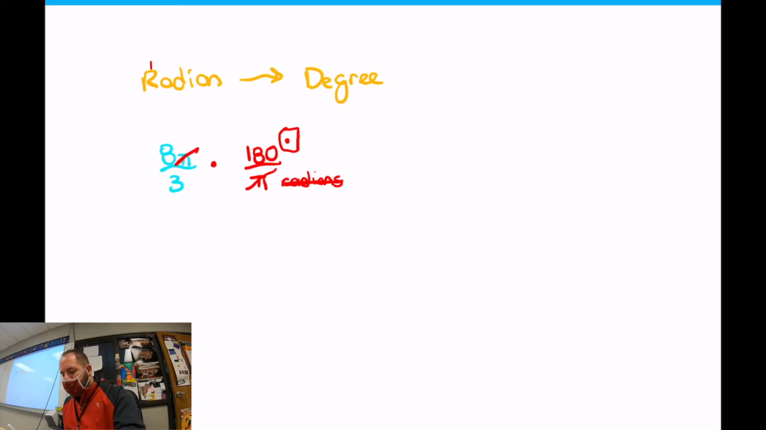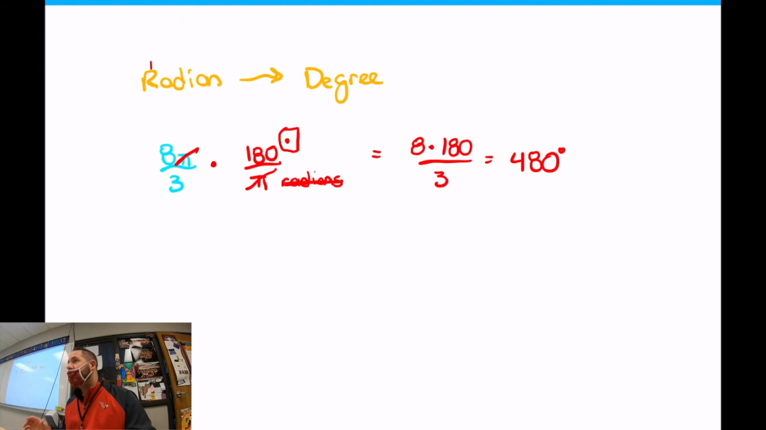And so what we're going to do is take 8 times 180, and then divide by 3 because the pi symbol's canceled out. So 8 times 180 divided by 3. What are we getting? I got 480. The pi symbol's canceled out, so I don't need pi's.